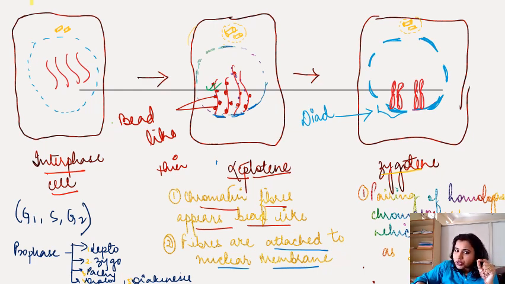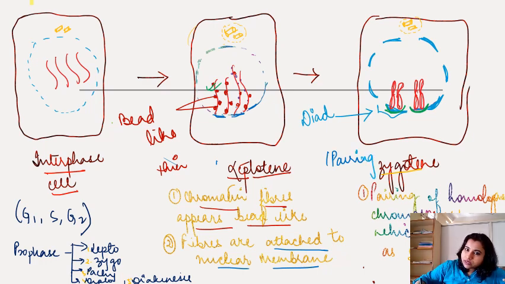Initially there is no pairing, all are maintaining an equal distance, but here in zygote you can see the two chromatins are close and two chromatins are close. So that is what we call pairing of homologous chromosomes, which takes place in zygote and is very important. So here we can say the pairing of homologous chromosome takes place.